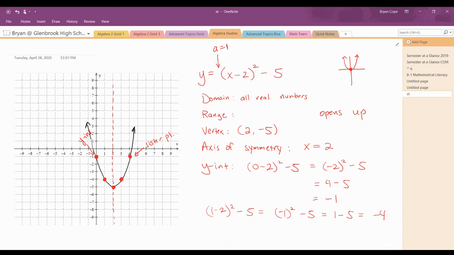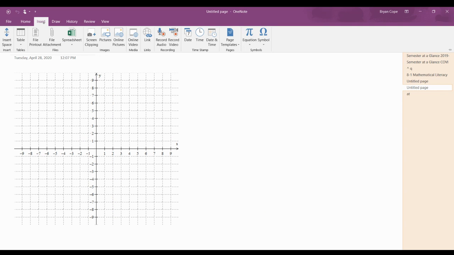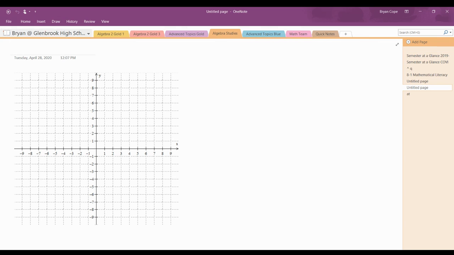Okay, let's do one more. This time let's have a parabola that opens downward and is actually a little bit narrower than normal. So for this one, let's take a look at the parabola with equation y equals -2(x + 3)^2 + 6. Okay, so I'm not going to go through all the properties again because my main point is for us to know where the vertex is and know whether this thing opens up or down.